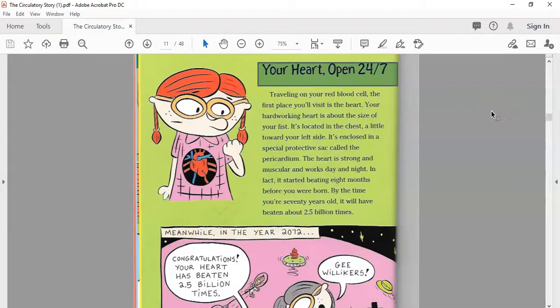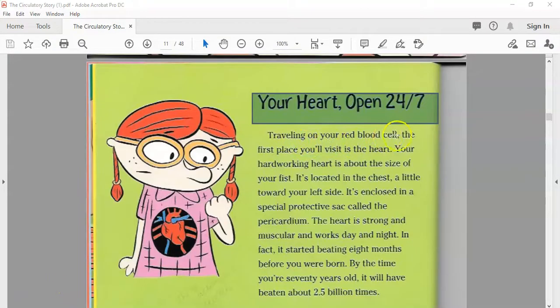Does it take time off? No, right? Because what keeps us going? Our heart. And what does our heart need? It needs oxygen. So you see how everything is connected, boys and girls. Your heart can't just say, hey, I'm tired today, I'm going to take a day off. It can't. It has to be working all the time. Traveling on your red blood cell, the first place you'll visit is the heart.